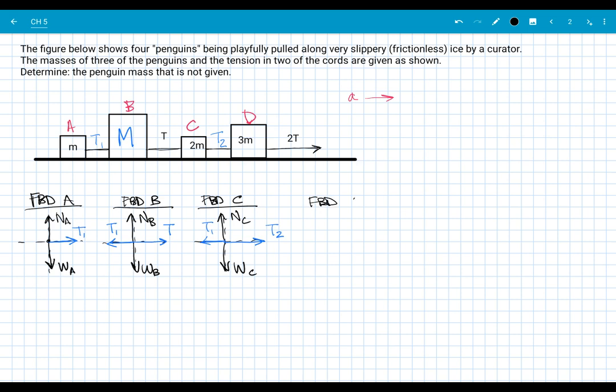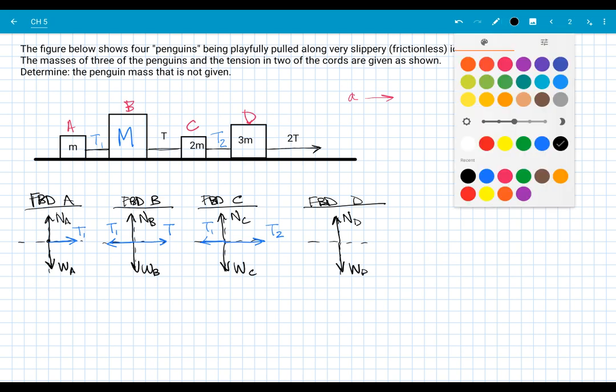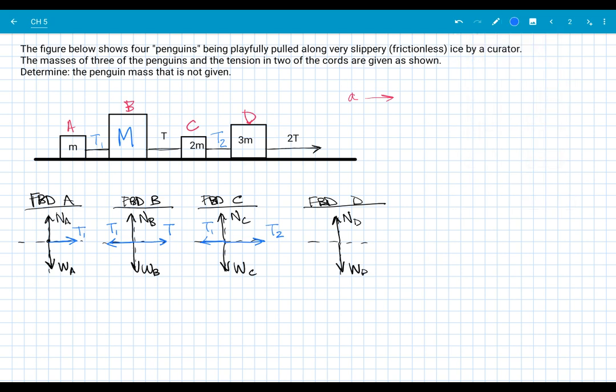Free body diagram for penguin D. Do the same thing. I have the weight of penguin D and the normal force of penguin D. And then for D, I've got 2T to the right and then T2 to the left. All right, so I've taken care of all my forces.